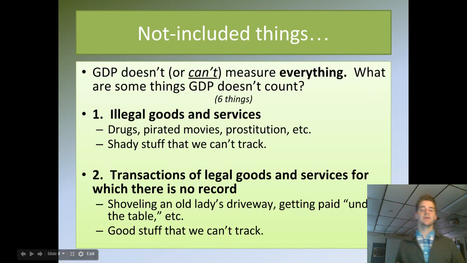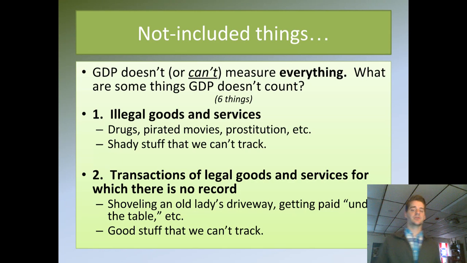Now, here's the thing. When we measure GDP, we can't measure everything, or maybe we choose not to measure everything. So there's actually 6 categories of things that we don't keep track of, or we can't. The first is illegal stuff.